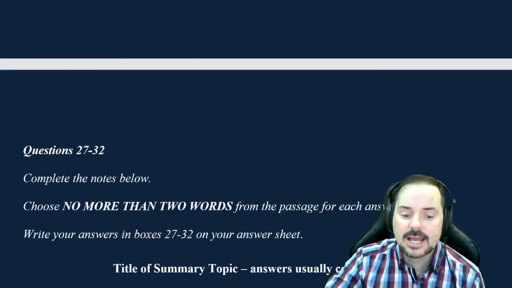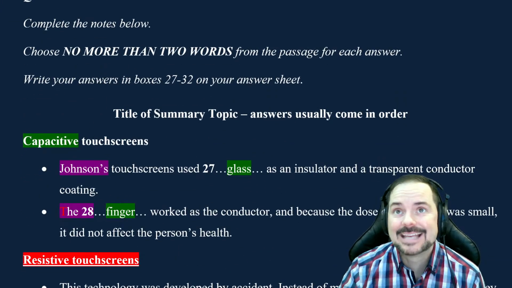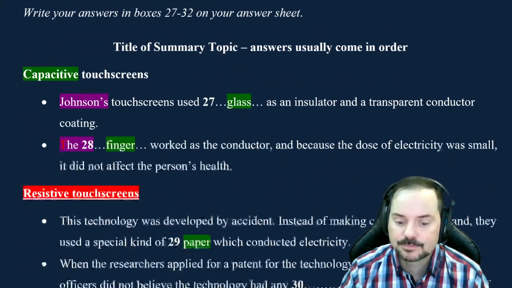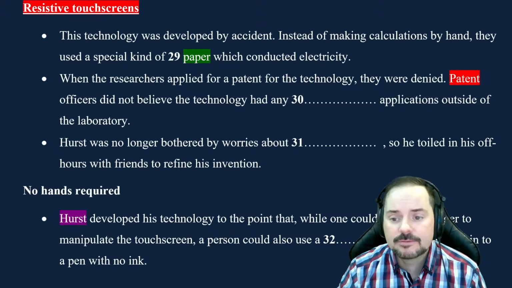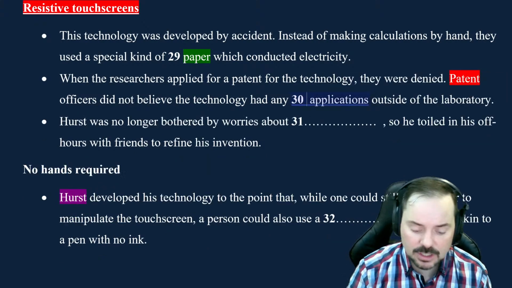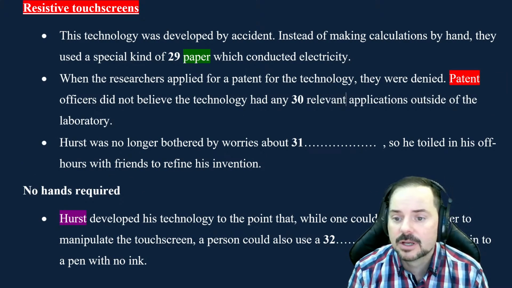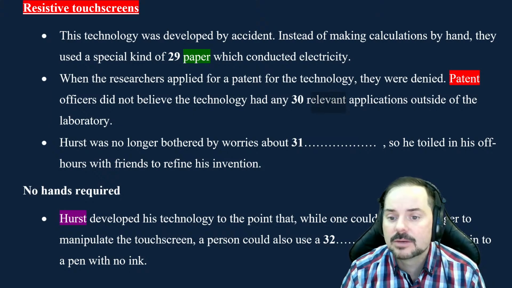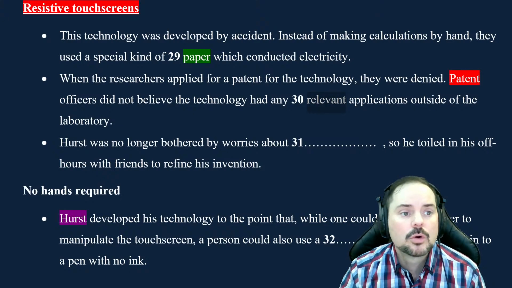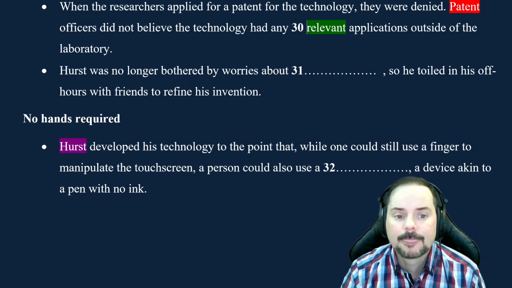So it did not have any relevant applications. Okay, make sure you find the right word because that's what they're looking for. So relevant, we put in the word relevant, and then we move on to question 31.